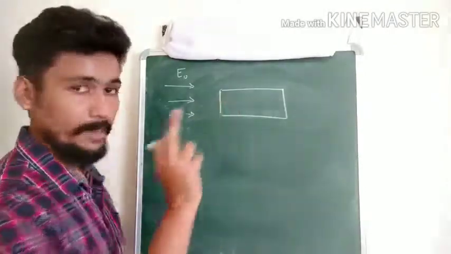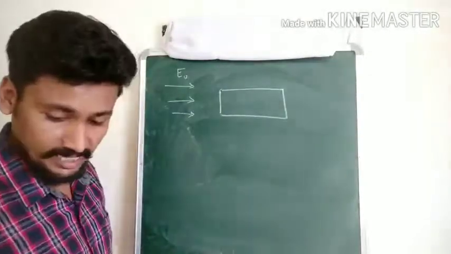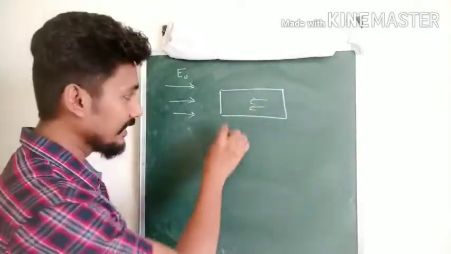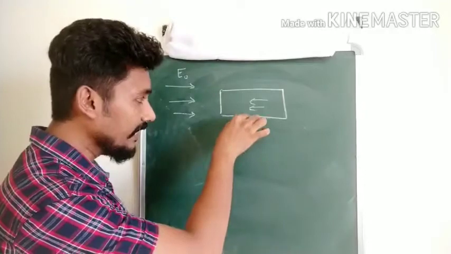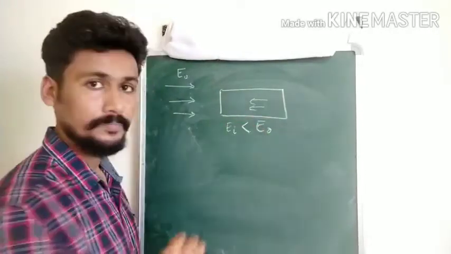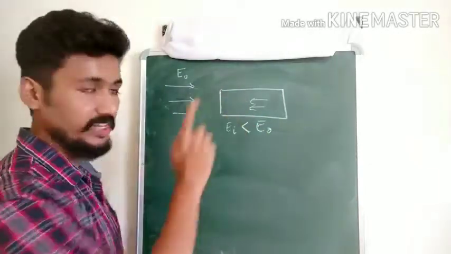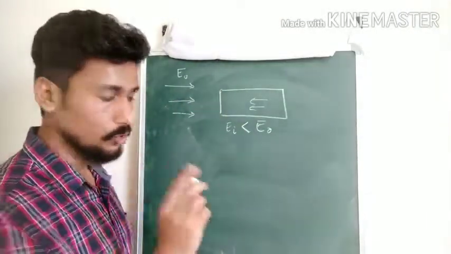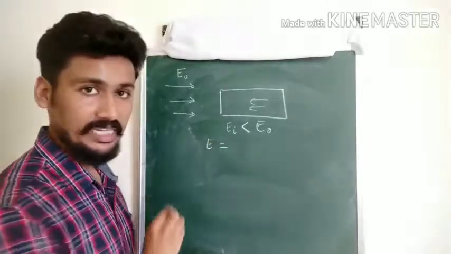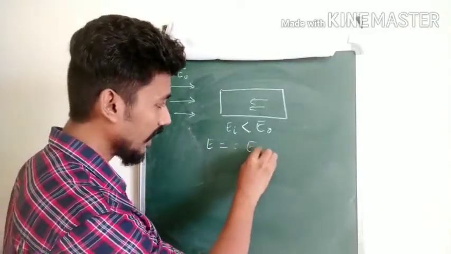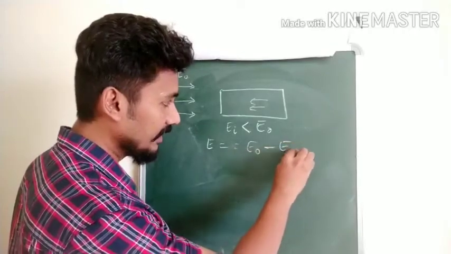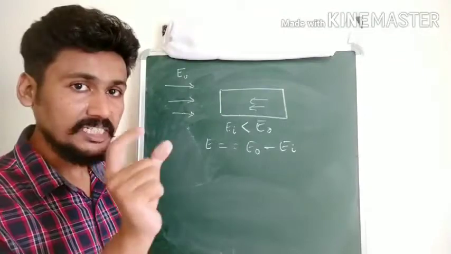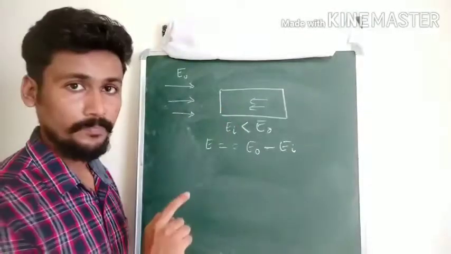But what will happen now is the internal field that we have got, whatever field that we get now, this E_I will be less than E_O. The internal field, whatever is developed, will be less than the external field. So the total electric field E will be equal to the outside field minus the inside field. So it is not going to be 0. There will be some residual electric field inside.